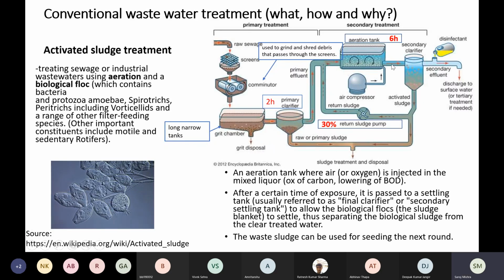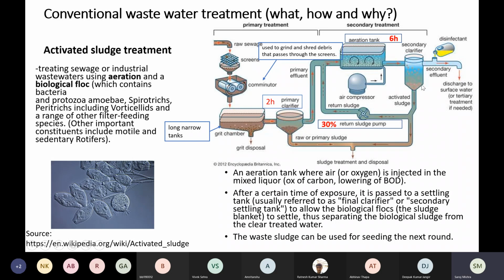From here, it moves into what is called a secondary clarifier. Again, any kind of solid, particularly the cells and some other solids, are going to be left at the bottom of the clarifier, whereas the clear water, which is relatively clearer than the input stream, is called the secondary effluent. At that time, a disinfectant like chlorine tablets can be added to it, and then it is discharged into the surface water. However, if it needs to go as drinking water, then a further refinement, a tertiary treatment, is required.